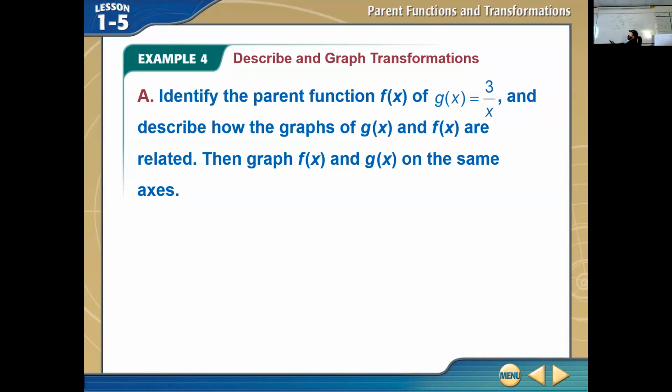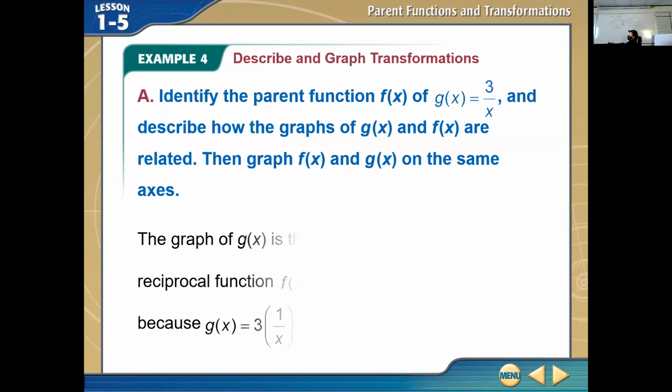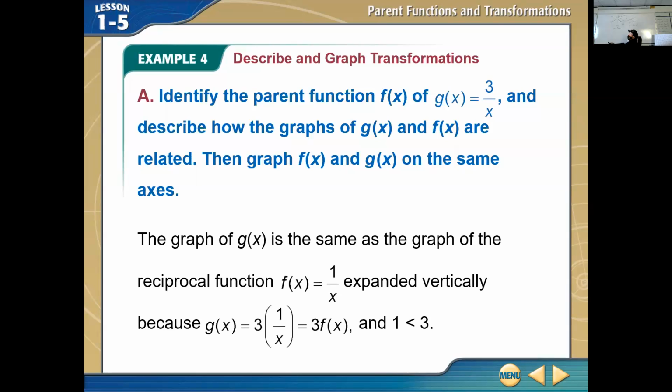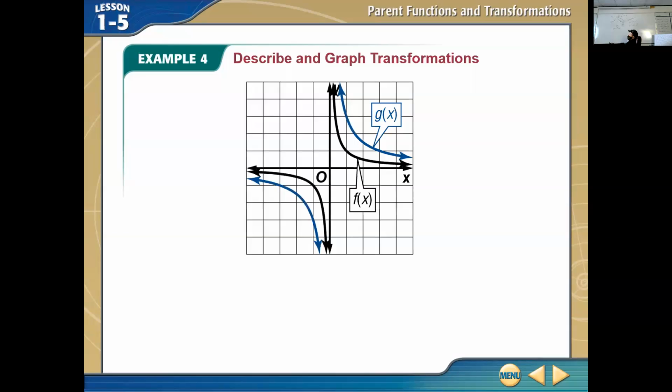And if you look, this is going to be a vertical stretching, where we multiplied it by 3. So instead of crossing through the points 1, 1, and negative 1, negative 1, we're going to cross through the points 3, negative 1. So you can see this has been stretched vertically.